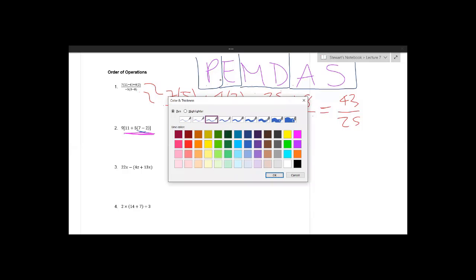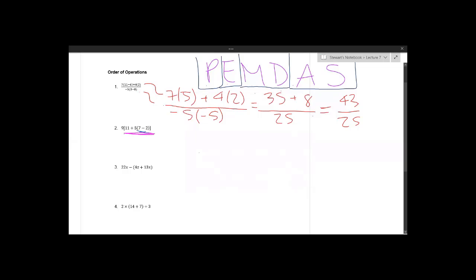What I essentially want to say is you always want to work from the innermost parentheses to the outermost parentheses if there's multiple sets of parentheses involved. So first we have to evaluate 7 minus 2. So we have 9, and then in brackets 11 plus 5, and then 7 minus 2 is 5. So we have 5 times 5, and then close brackets. Now we have to evaluate what's inside the brackets first before we can multiply the 9 in. So we have 11 plus 5 times 5.